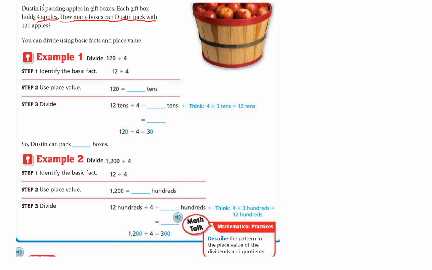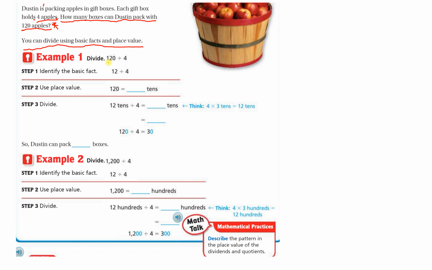So now we're dealing with a much larger number than we've been dealing with, except when we were doing our estimation. But the nice thing is we can divide using basic math facts and place value. Based on what we've learned about place value and our basic math facts, we're able to change this large number problem into a basic fact.